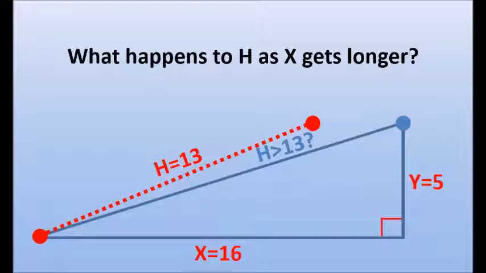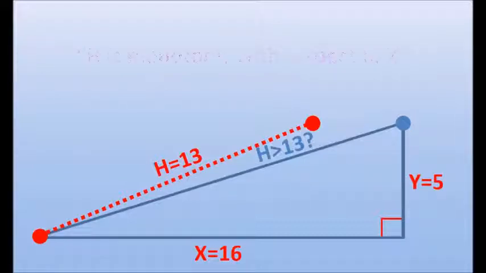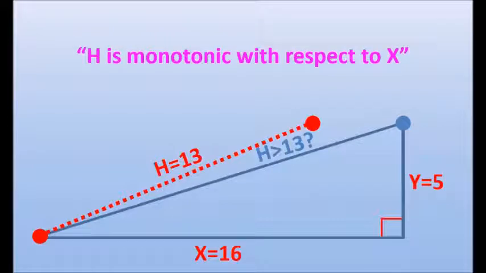I'm hoping you can see that making x longer also makes h longer. Again, a fancy way to say this is that h is monotonic with respect to x. In other words, the length of the hypotenuse always increases when x increases.